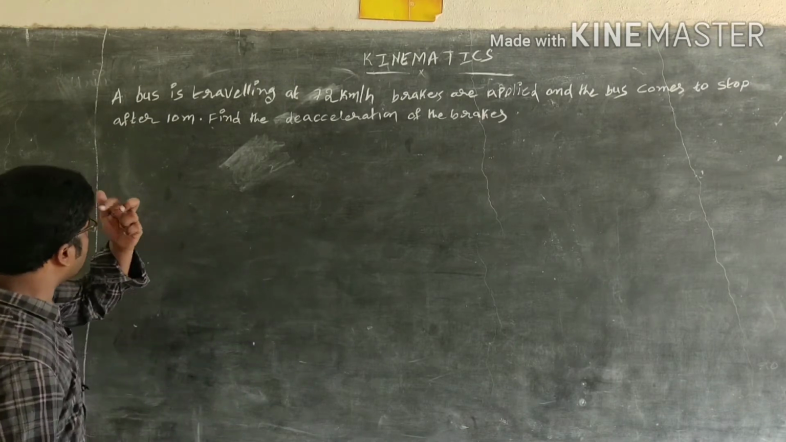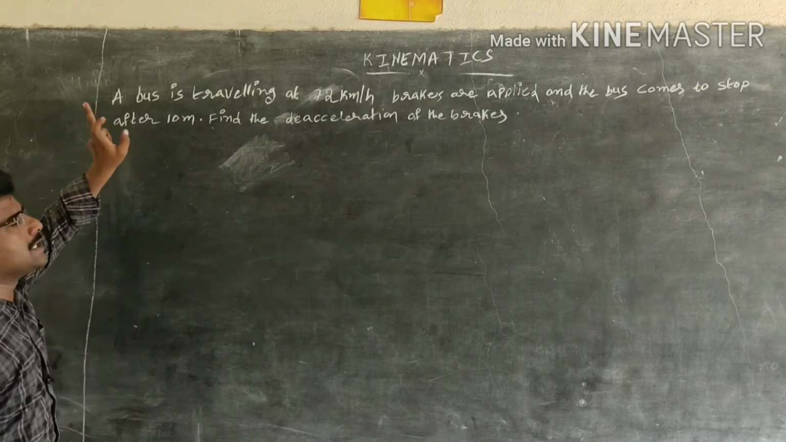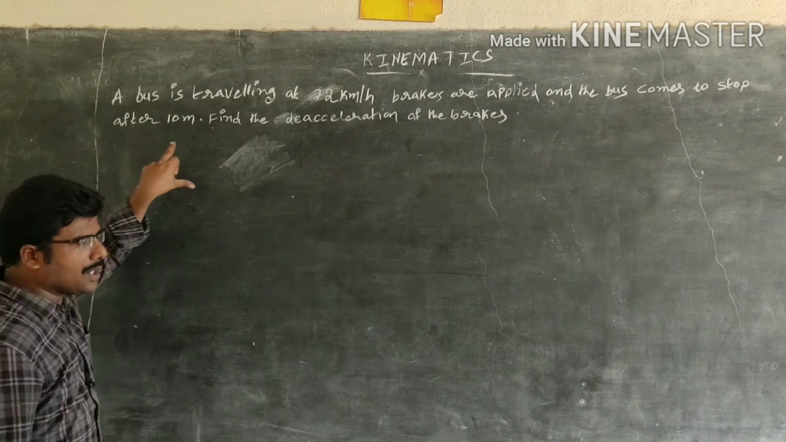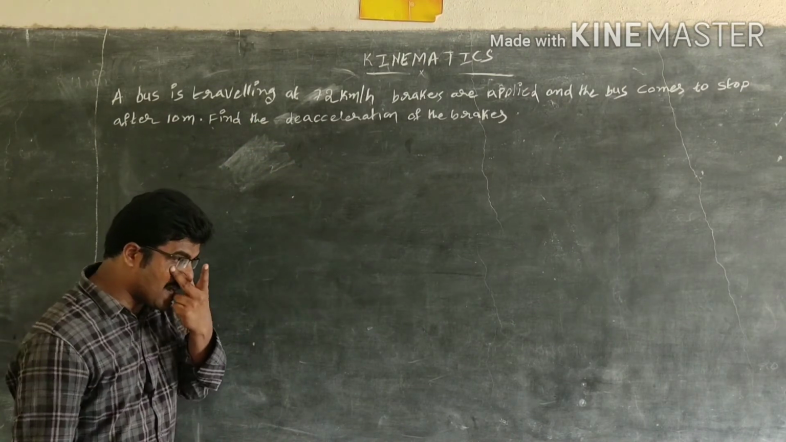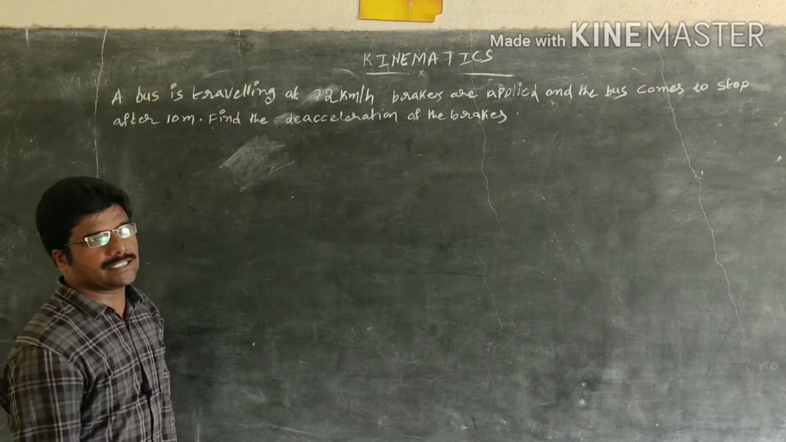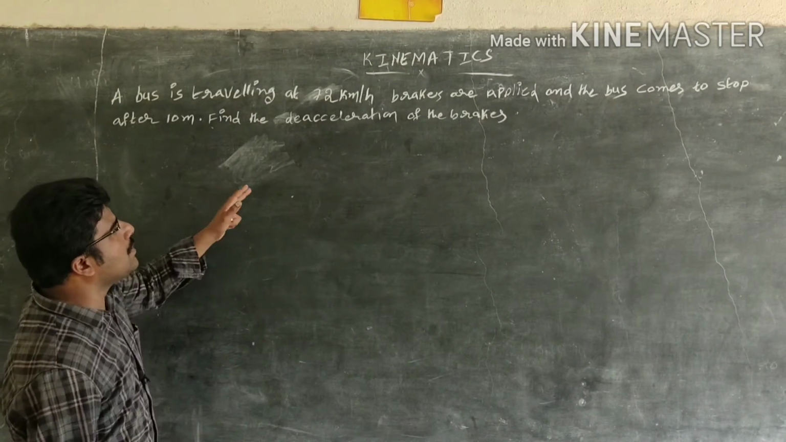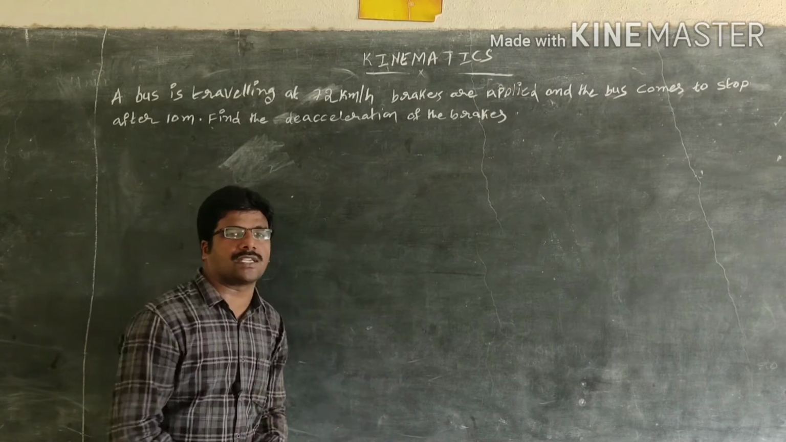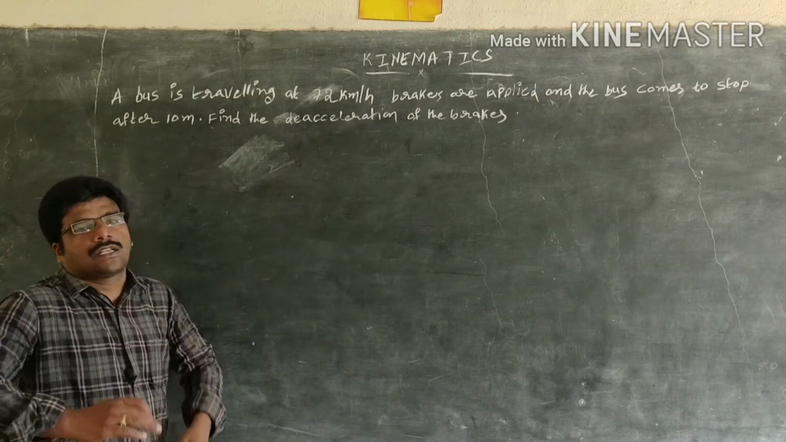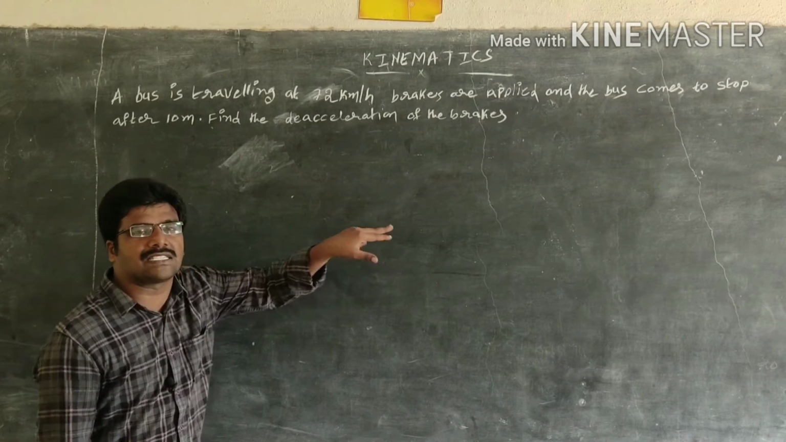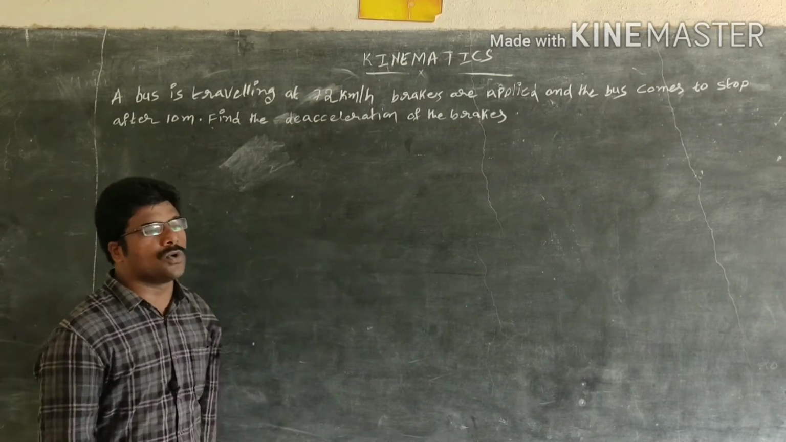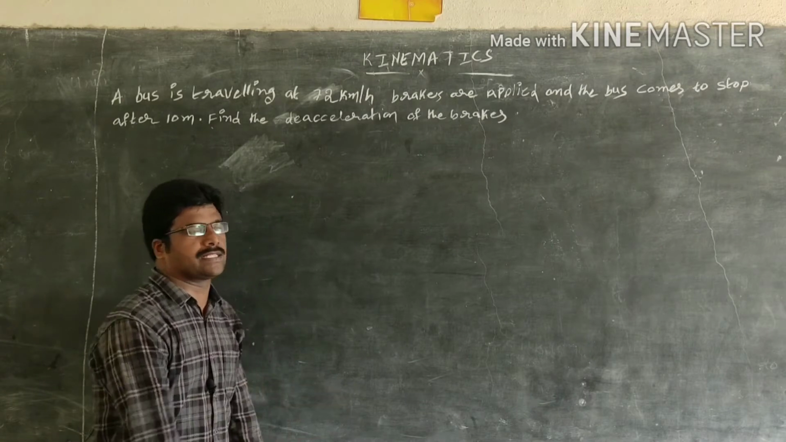Right. Here, what we want to calculate? Acceleration. Acceleration we want to calculate. What type of acceleration will it have? Negative acceleration. Why? Here, when brakes are applied, it comes to rest. When it comes to rest, the final velocity will be 0. That means the final velocity is less than initial velocity. So it will have negative acceleration.